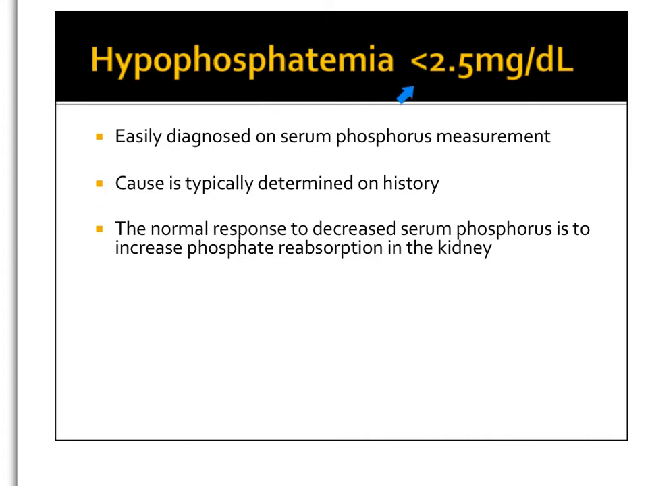Hypophosphatemia. It's going to be phosphorus less than 2.5. This is typically easily diagnosed by a simple serum phosphorus test. The cause is typically determined on the history, very similar to magnesium.